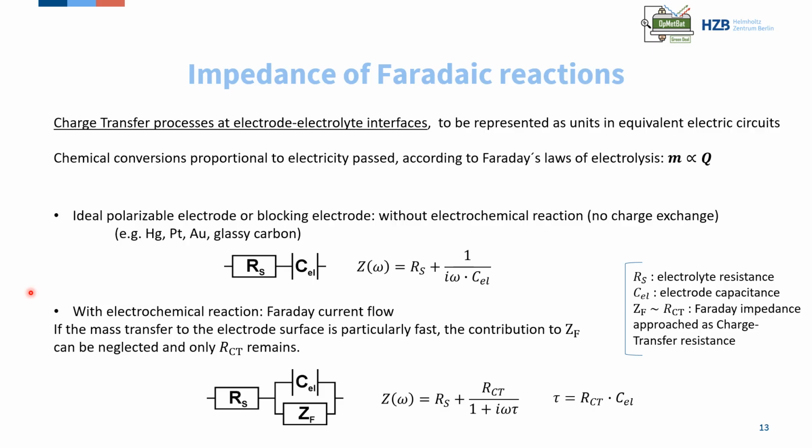For the case of redox reactions at electrode interfaces, there will be a Faraday current, which can be represented as an electrical element connected in parallel with the electrode capacity. This additional Faraday impedance can also be approximated as a charge transfer resistance if the mass transfer is fast enough to neglect its contribution.